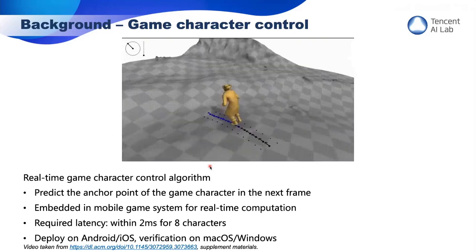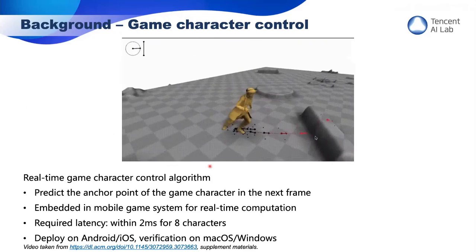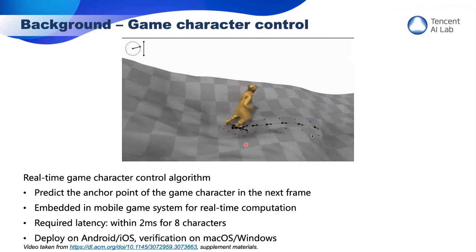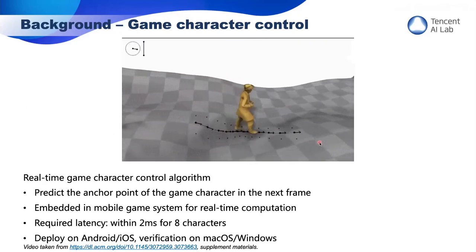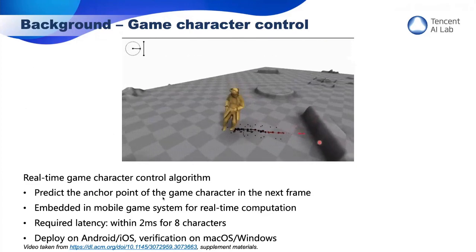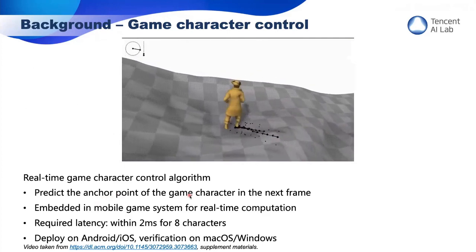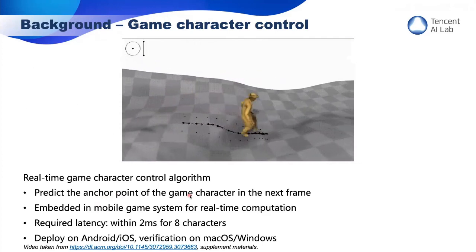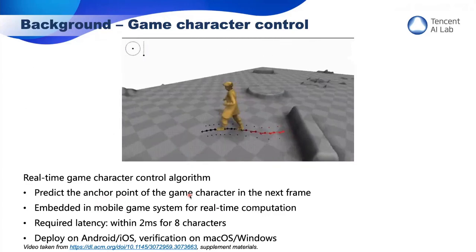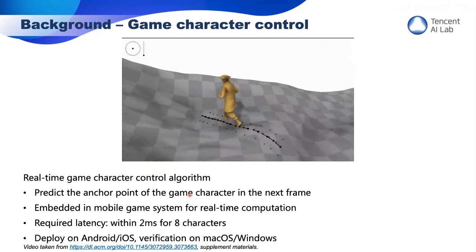Okay, so firstly, the background. It is game character control. In this animation, the so-called game character control is the point and the arrows. For real-time character control, the algorithm predicts the anchor point of the game character in the next frame, so that the game core can render according to the points and arrows. The entire algorithm is embedded in the mobile games for real-time computation.